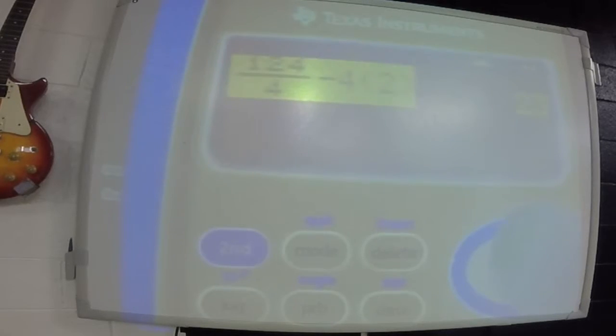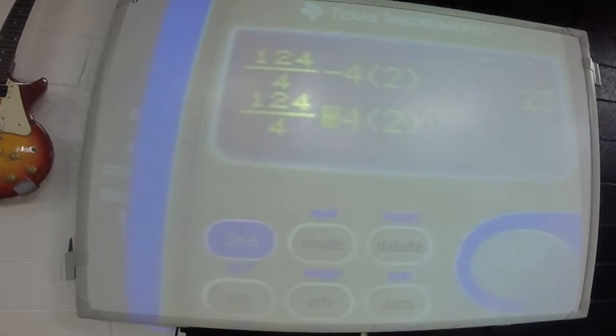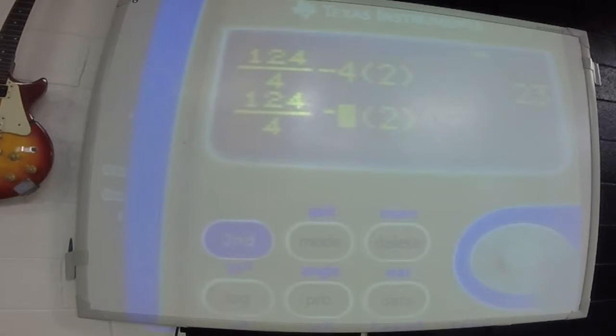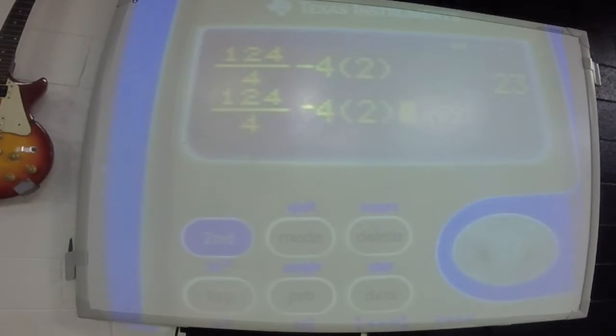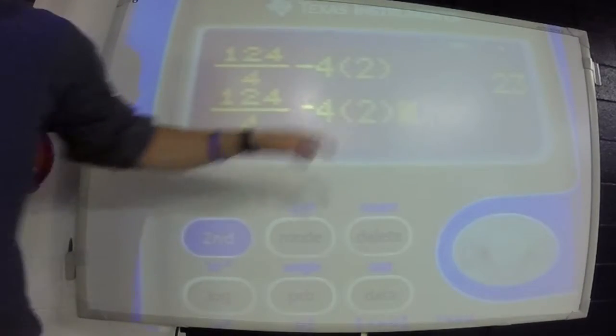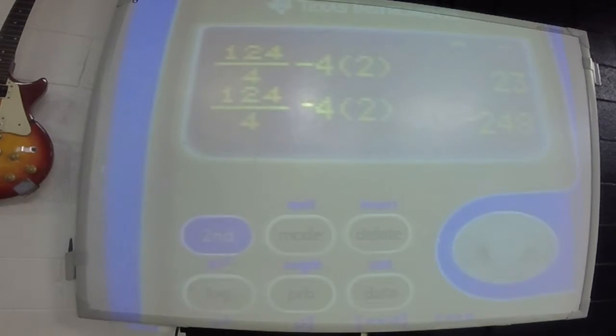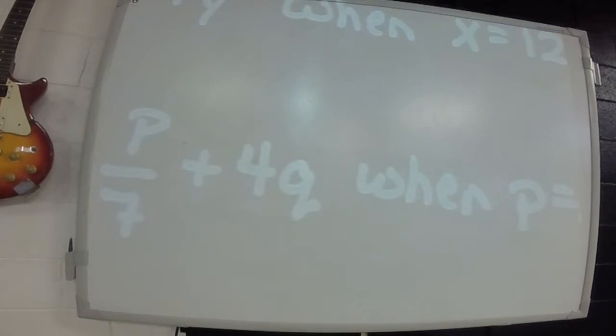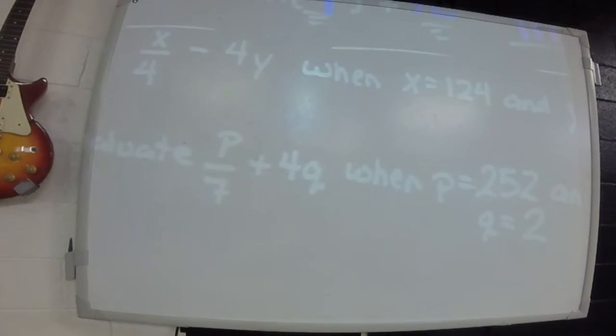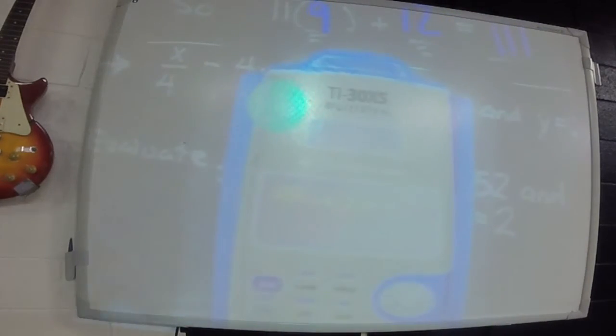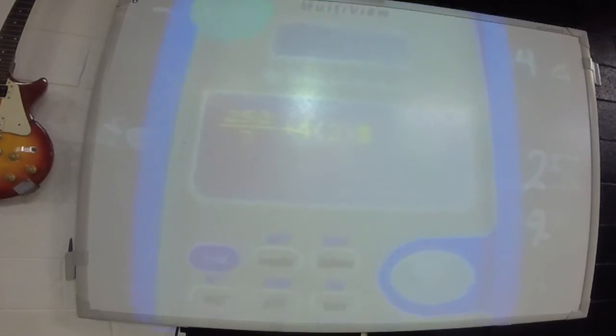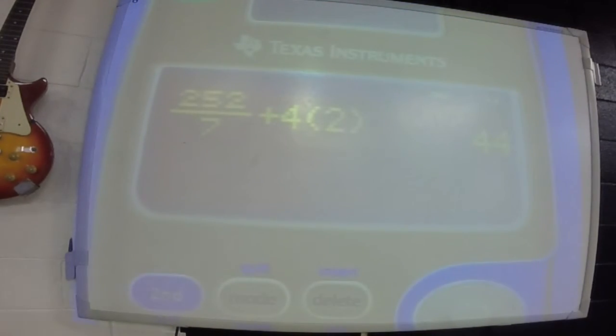If you do this and that is a negative sign instead of a subtract sign, your calculator is not going to subtract there, it's going to multiply this times negative. And you're going to get something crazy. That's not right. It's subtract 4 times 2 right there. So be careful. The answer on that one is 23. The other one with the p's and q's, p over 7 plus 4q, is 252 over 7 plus 4 times 2 equals 44. And that is it.